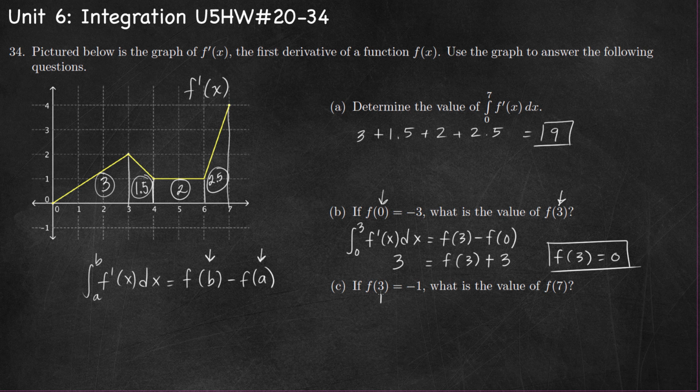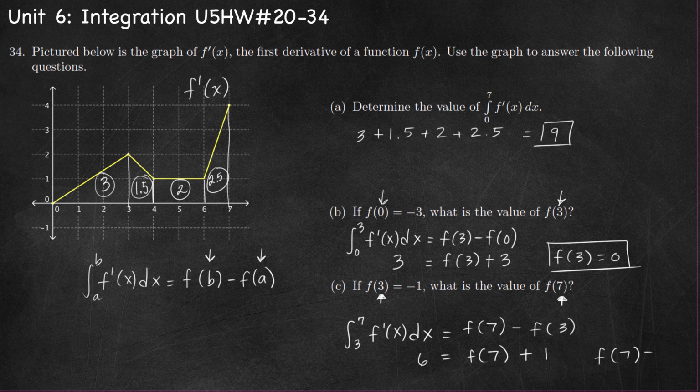Part C, we have f of 3, and I want f of 7. So I'm going to set up my integral to go from 3 to 7 of f prime, because that's going to equal f of 7 minus f of 3. The integral from 3 to 7 is just going to be the area under f prime from 3 to 7. So from 3 to 7, we have an area of 6. So 6 equals f of 7 minus f of 3, which was given to us as negative 1. Now I subtract 1 on both sides, and I get f of 7 equals 5.